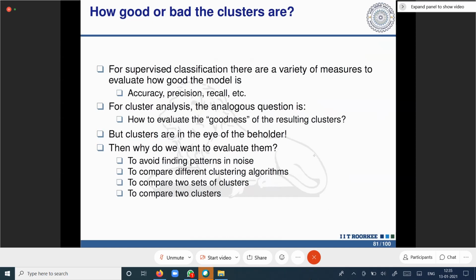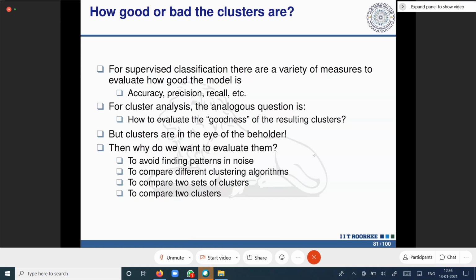Okay, so we studied a few types of clustering algorithms which generate some clusters. Now the question arises, how good or bad are the clusters, because whatever clusters we find, are they any good or not? For supervised classification algorithms, we usually know the ground truth, so there are a variety of measures to evaluate how good the model is, like accuracy, precision, recall, and so on. But for clustering analysis, the analogous question is how to evaluate the goodness of the clustering result, or whether the clusters you obtained are any good or not.